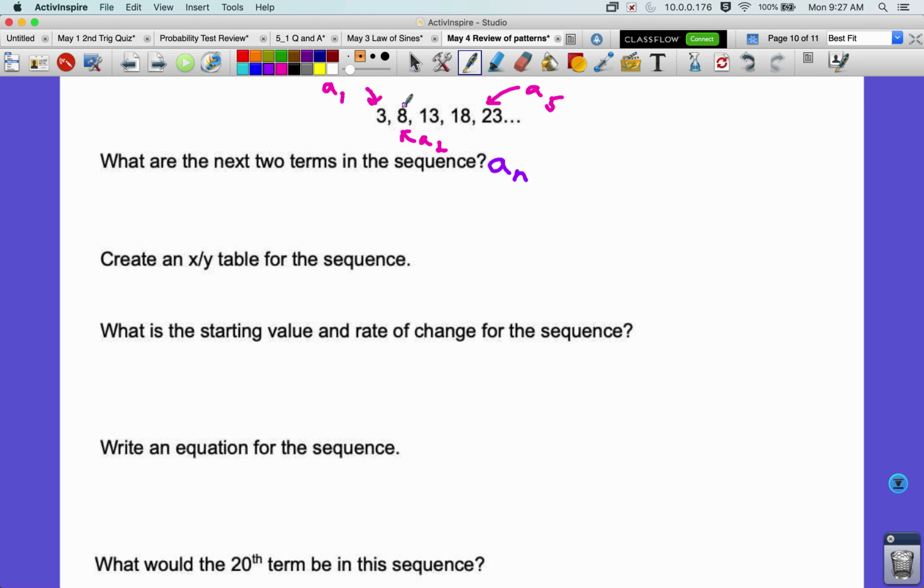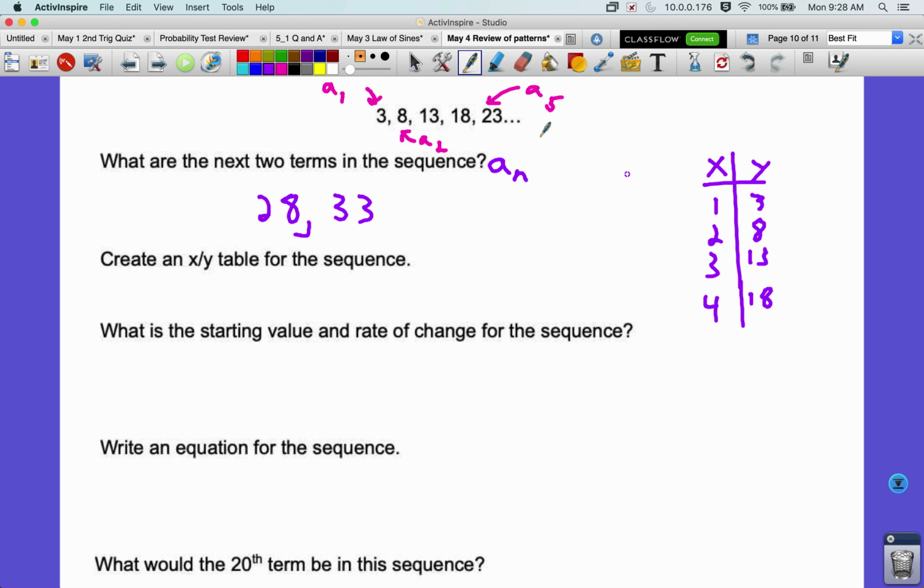What's the next 2 terms in the sequence? Well, it looks like it's an adding by 5 sequence. So we get a 28 and then a 33. Create an XY table for this sequence. So the X is going to be the term number, 1, 2, 3, 4. And then Y will be the actual value of that term, 3, 8, 13, 18. So it's just this pattern, but vertical. And we've got all of our integers written down over here.